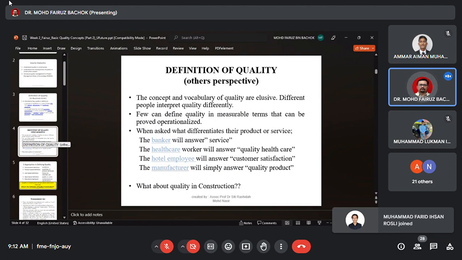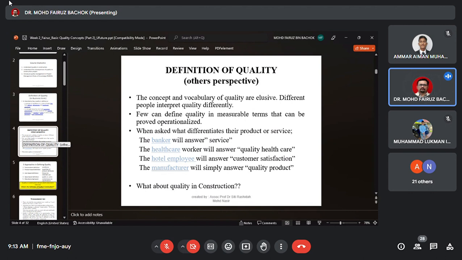The concept and reality of quality are elusive, which means it is quite difficult to understand. Different people interpret quality differently, because of the surroundings of the people, maybe they received different experiences, maybe their attitude itself looks at something differently. That's why we can say that the concept of quality is elusive. Something is different, something to interpret.